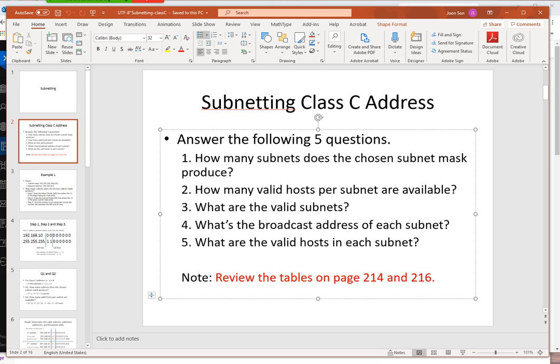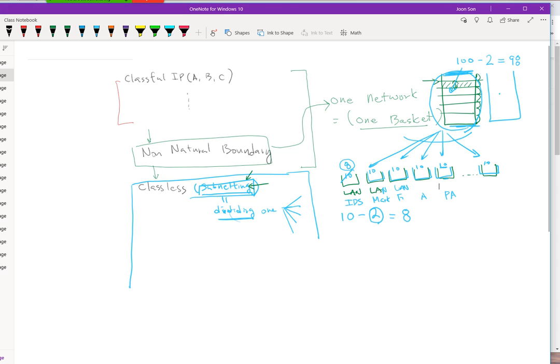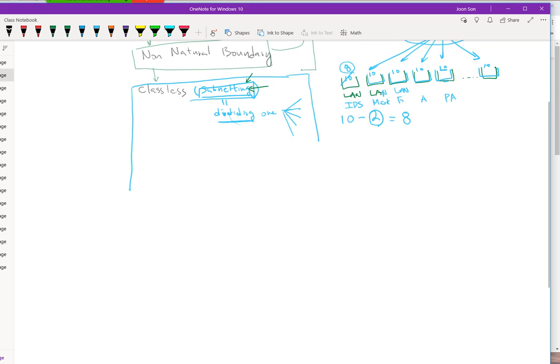First of all, how many subnets does a chosen subnet mask produce? Okay, right? So that is basically what I'm asking you. So let's say we have baskets, small baskets. Each of them is called what? Subnet. Meaning that small network. You can think that way. I know this is an informal definition, but still, my point is a network, right? And each of them is called a subnet.